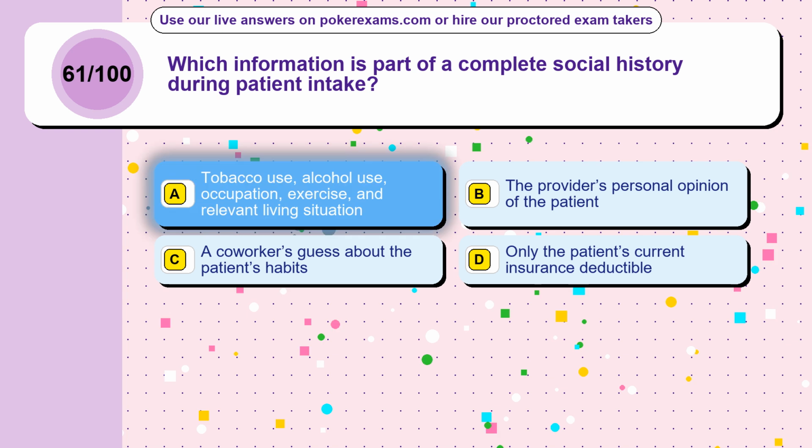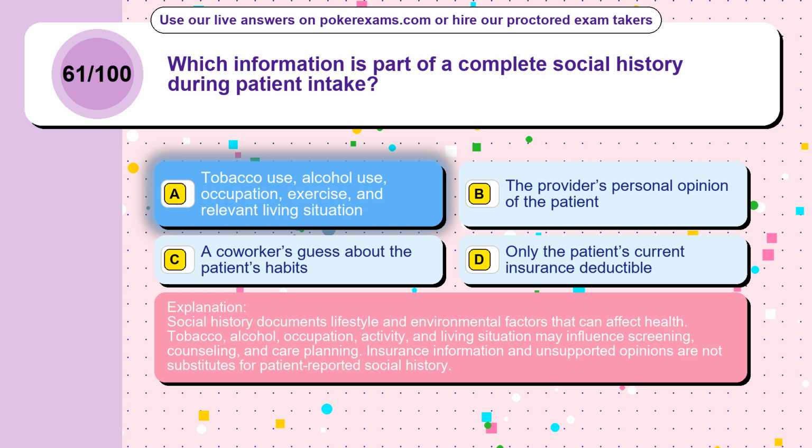The correct answer is option A, tobacco use, alcohol use, occupation, exercise, and relevant living situation. Social history documents lifestyle and environmental factors that can affect health.